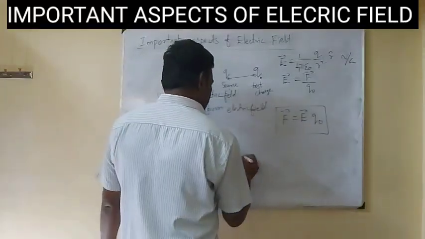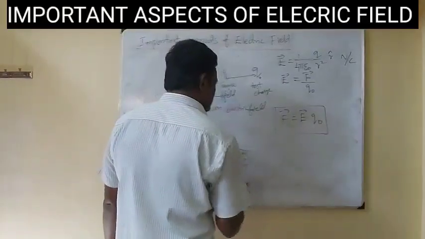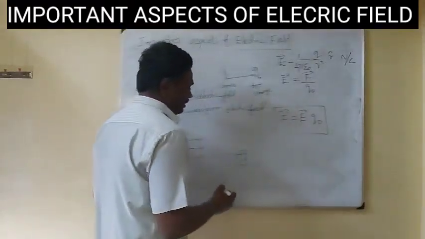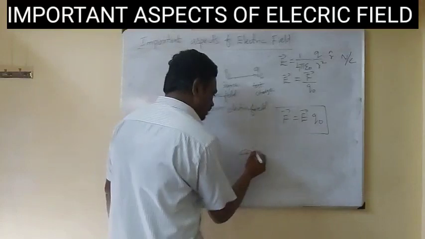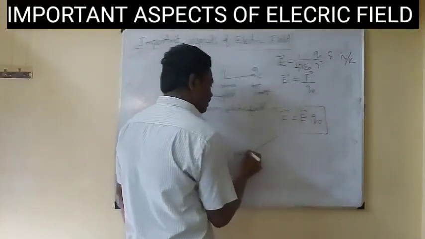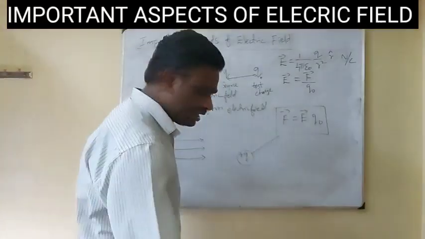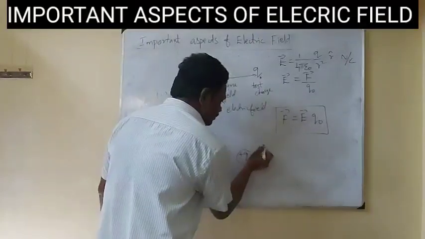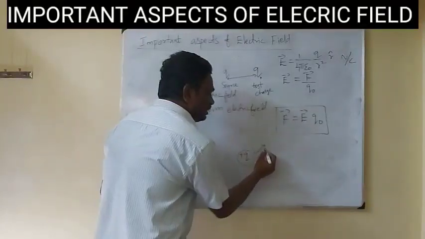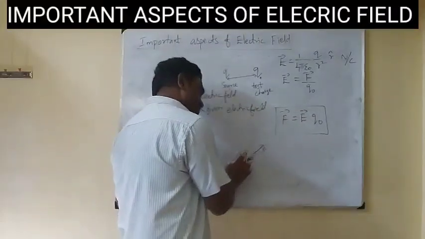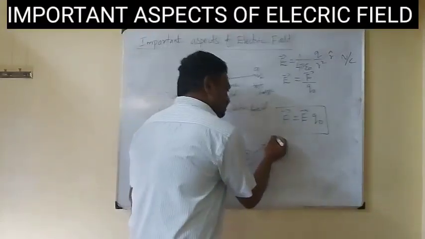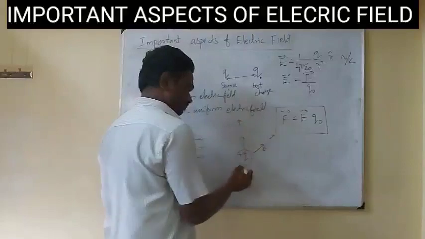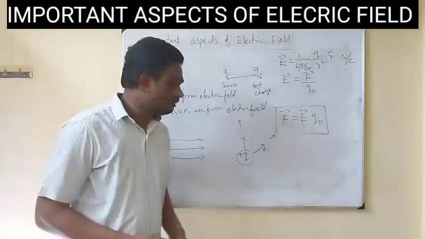Let us consider an isolated positive charge. In this case, the electric field points radially. It means the direction of the electric field is radially outwards. Very close to the positive charge, the electric field is very large. When you move far away from the positive charge, the magnitude of the electric field will decrease. So this is an example of a non-uniform electric field.